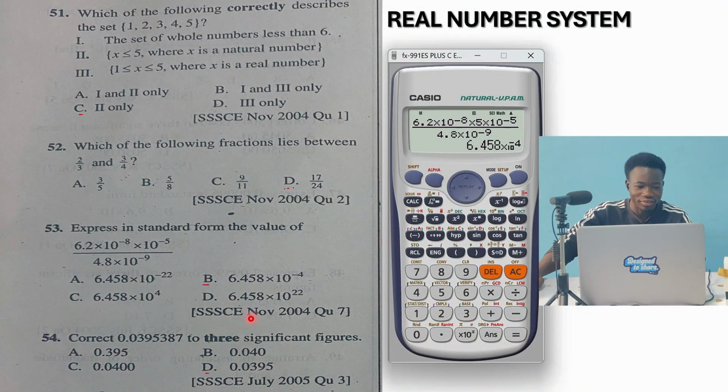Now the last one says that you should find this to three significant figures. So all you have to do is to type in the values. So we have 0.0395387. It is giving me the standard form, but the question wants 3 significant figures, not in the standard form.